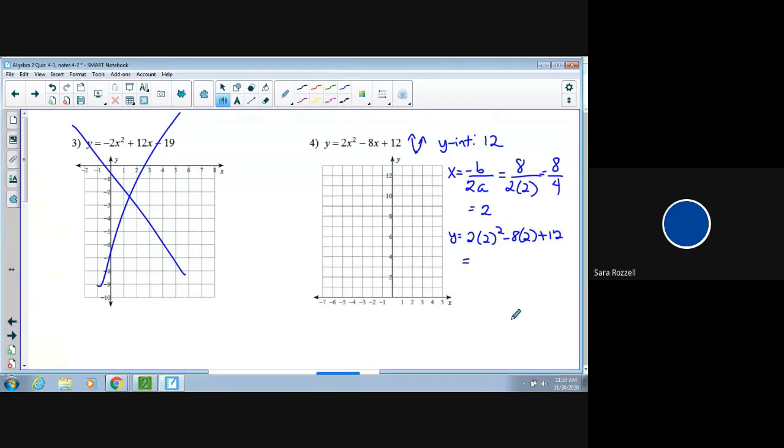So you can just type that exactly like it is in your calculator, especially if you have the school Chromebook with the calculator that pops up. Don't do anything different than just exactly how I wrote it like that. Minus 8 times 2 plus 12.